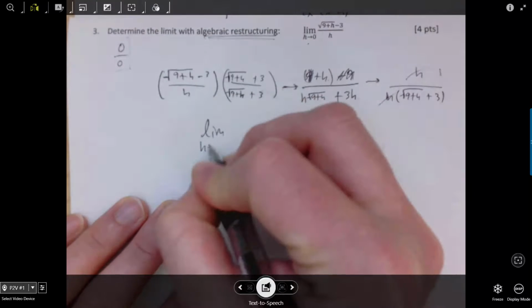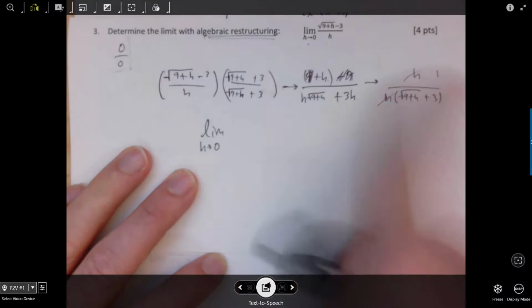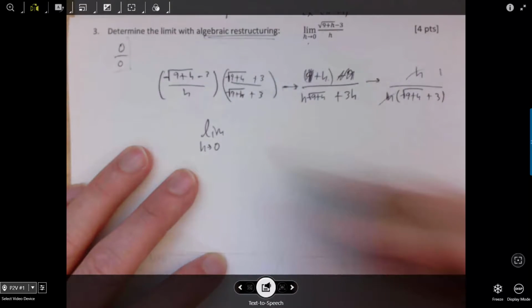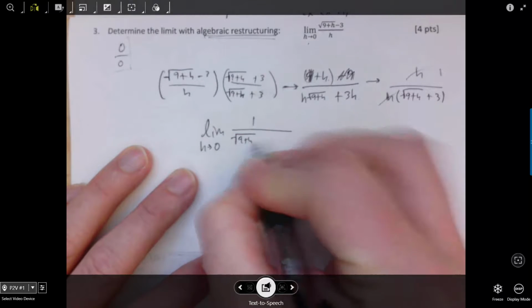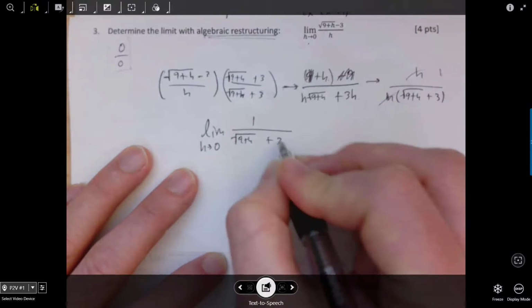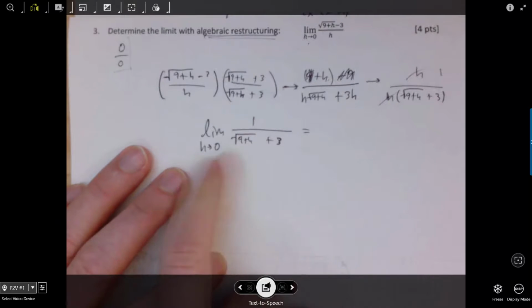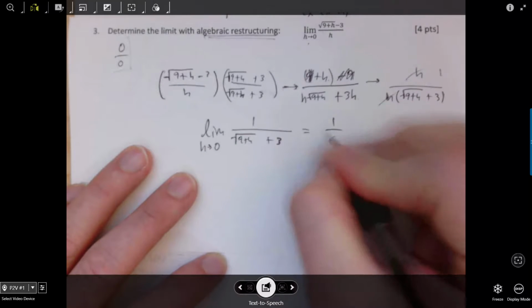So now let's ask the same thing. This is not a new problem. This algebraic equation is equivalent to the old one. All we've done is filled the hole. So let's see what happens when we plug 0 in. Now we've got 1 divided by, let's see, root 9 is 3 plus 3, so that gives us 1/6.